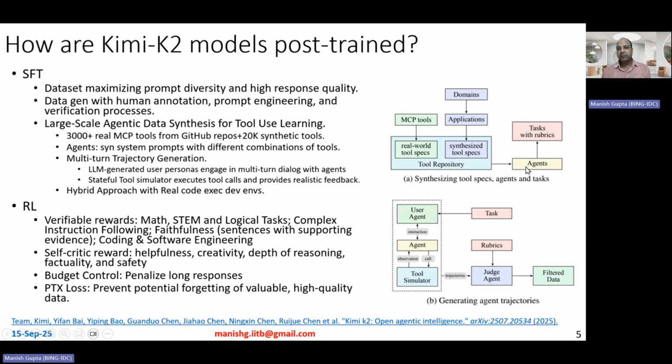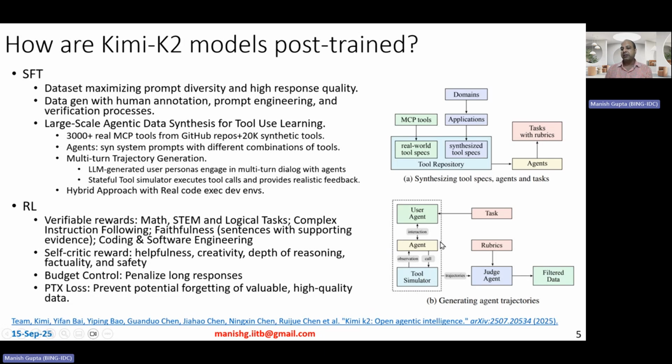Now, besides these tasks and agents, they also synthetically generate multi-turn interactions with simulated users. So this is multi-turn trajectory generation. The way they do that is they use LLMs to generate user personas, which indicate the style and the personality associated with any user. And then they also generate multi-turn dialogues with agents.